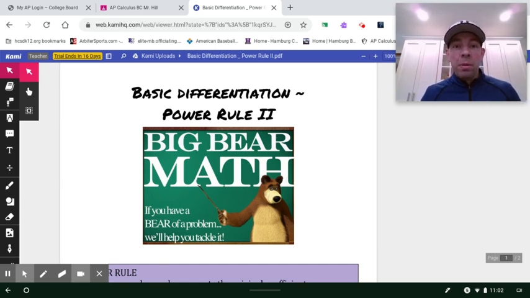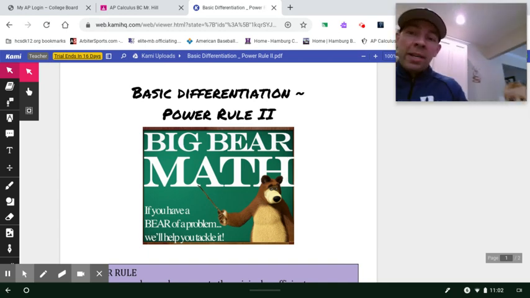We've got some big bears to tackle today as we introduce you to the power rule and continue to practice it a little bit.